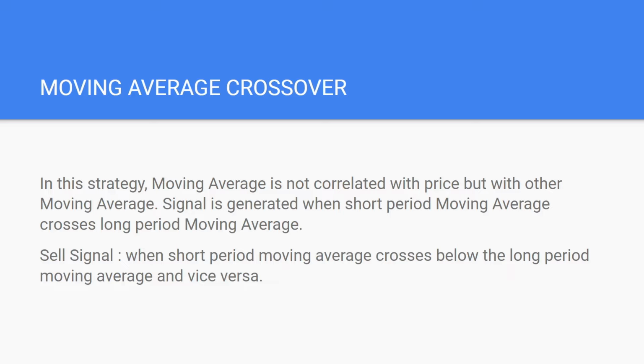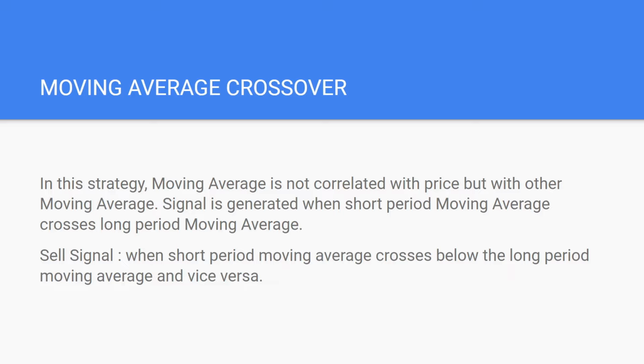Whenever a short period moving average crosses above the long period moving average, I will go long, which means I will buy it. Whenever the short period moving average crosses below the long period moving average, I will go for sell. So the basic example here is, whenever the 20 moving average crosses above the 50 moving average, I will buy. Whenever the 20 moving average crosses below the 50 moving average, I will sell. That is the basic understanding of a moving average crossover.